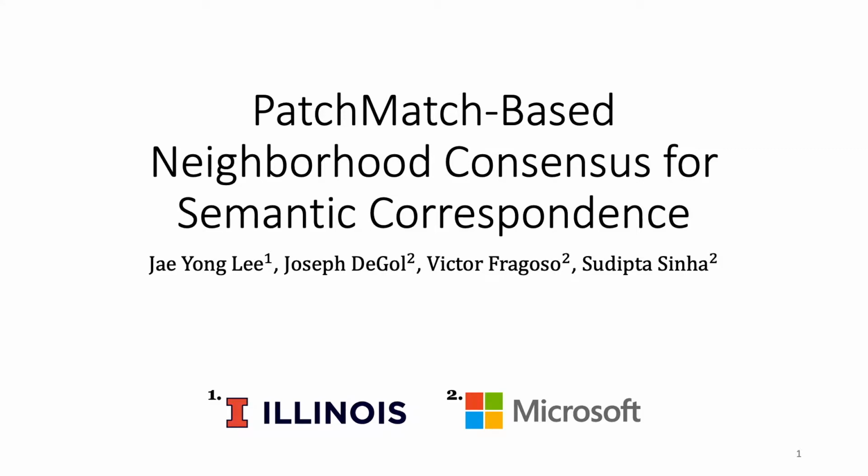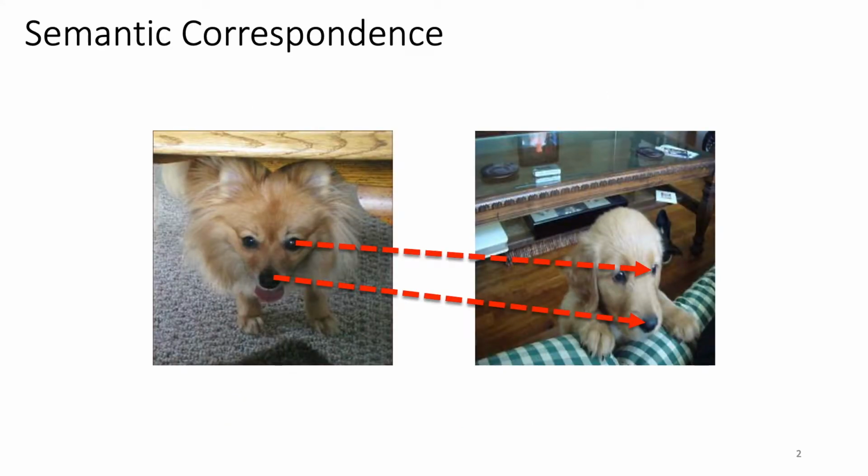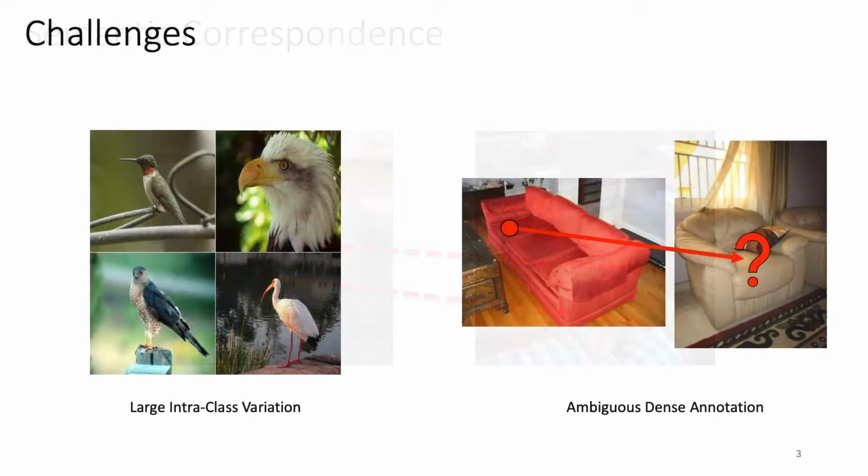I'll present our work, PatchMatch-based neighborhood consensus for semantic correspondence. We're interested in establishing correspondence across two images that have objects of the same category. This task is challenging because there are large intra-class appearance variations and because semantic correspondences are sometimes ambiguous.